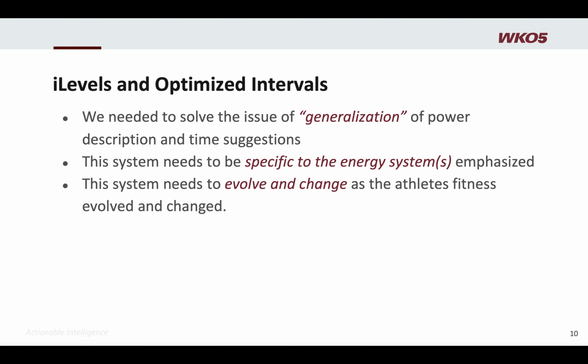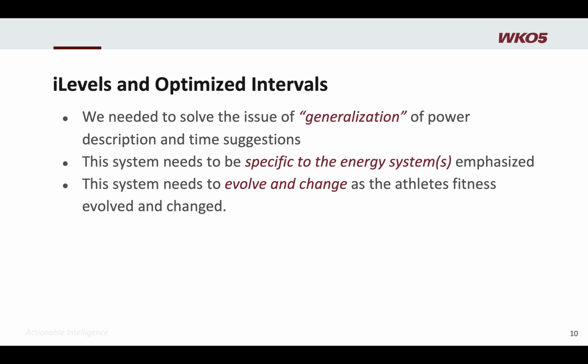This is why we came up in WKO4, and have continued to evolve it in WKO5, with eye levels and optimized intervals. We needed a better solution. We started with the theory that we needed to solve the issue of generalization of power description and time suggestions, what I've just been talking about as the challenge. We also needed a system to be specific to the energy systems being emphasized or developed in training. And finally, we needed a system that evolved and changed with the athlete's fitness, as their fitness evolves and changes both up and down. We always hope it's up, but the reality is it would need to track with that athlete in a more automated fashion.